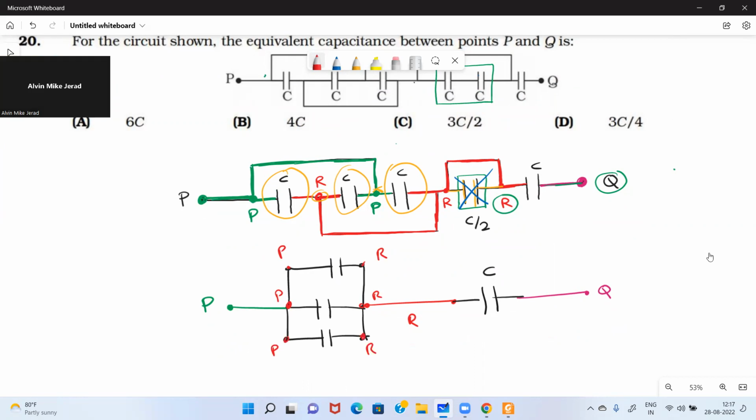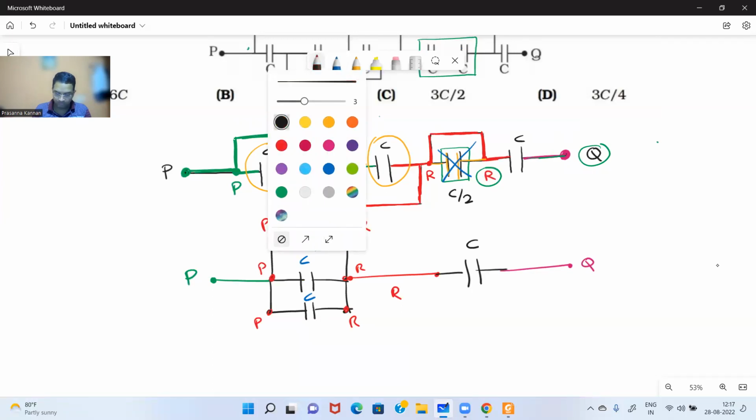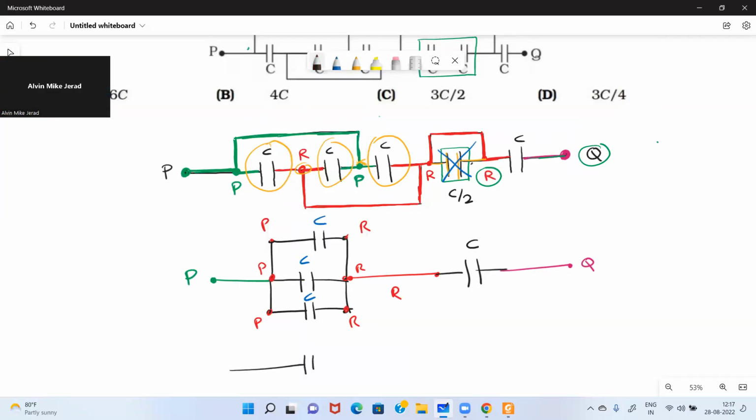How many capacitors are there? Three capacitors. So what can you say about these three capacitors? Connected in parallel. So the effective capacitance will be C plus C plus C. Exactly. So it will be 3C.